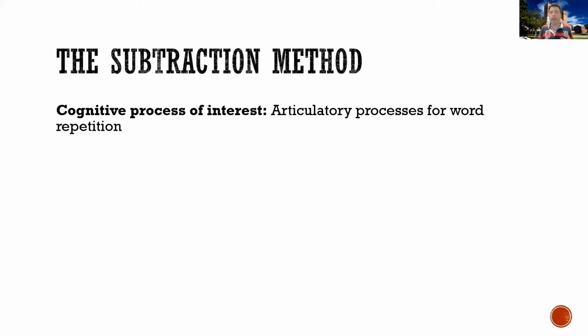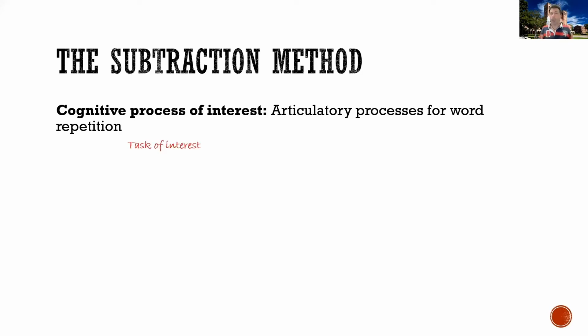Now, let's make an example, okay? Let's walk through this as an example. Let's just say that the cognitive process I am interested in is articulatory processes for word repetition. Okay, let's just say that I care about what it takes to repeat a word.